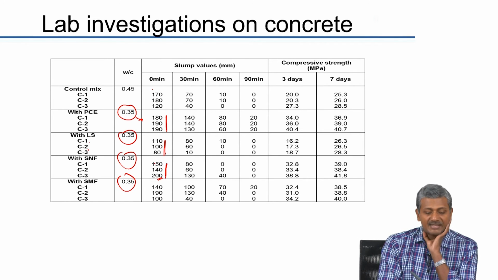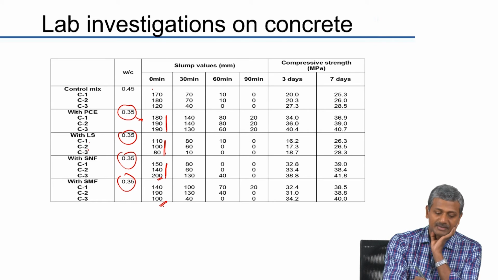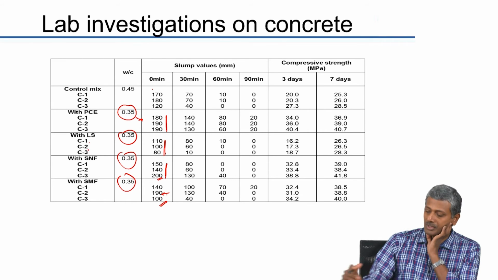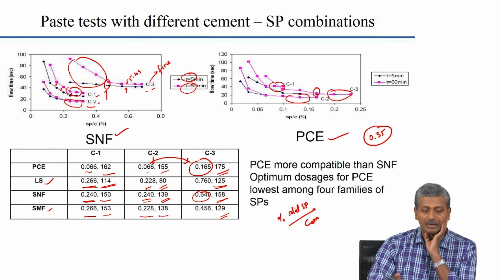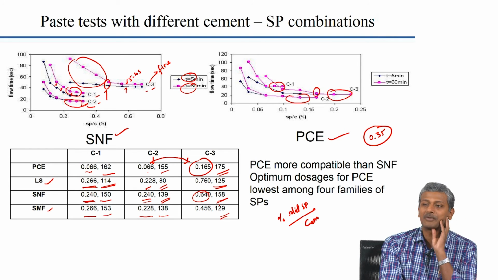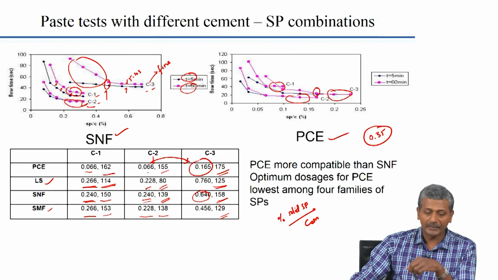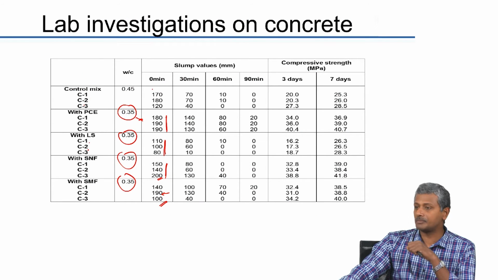With SMF, my slumps are severely compromised except with C2, only C2. So, here you see that C2 is giving a compatible combination with SNF. We saw the same thing happening with SMF also, which I am not presenting here, but with that you are getting a flowability which is similar to what is there with the PCE.